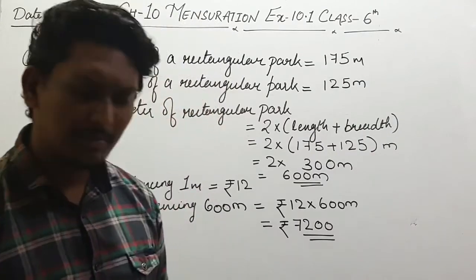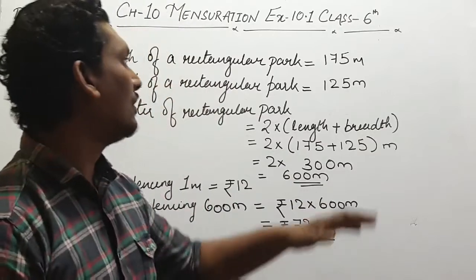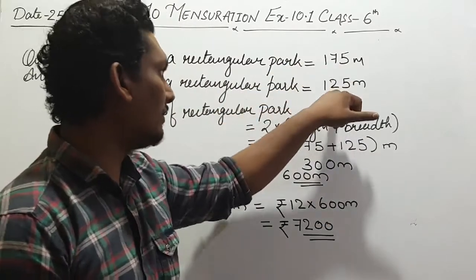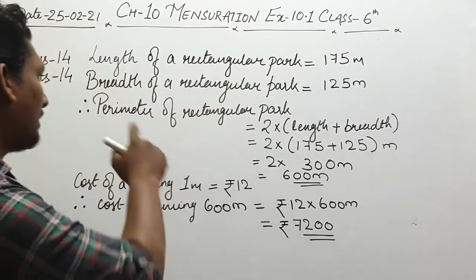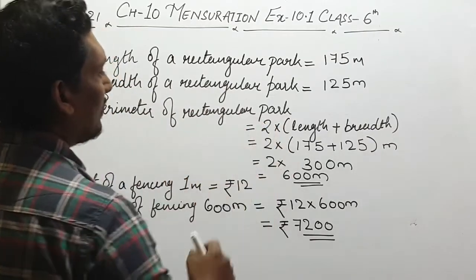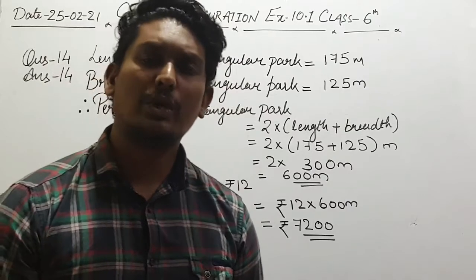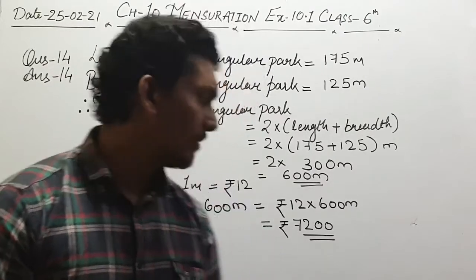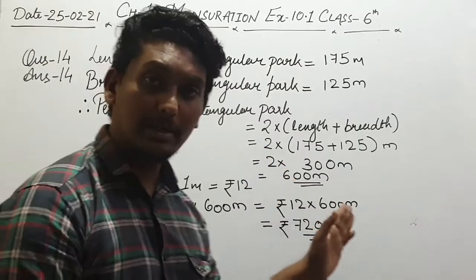It is same as the previous question. In the previous question it was a square, now here it's a rectangle. So length is given, breadth is given. Because of the word fencing, we are finding the perimeter here. So formula for the perimeter is 2 into length plus breadth. You can write 2 into L plus B also. There's no problem in that. First add this, then multiply by 2. You will get 600 meter here.